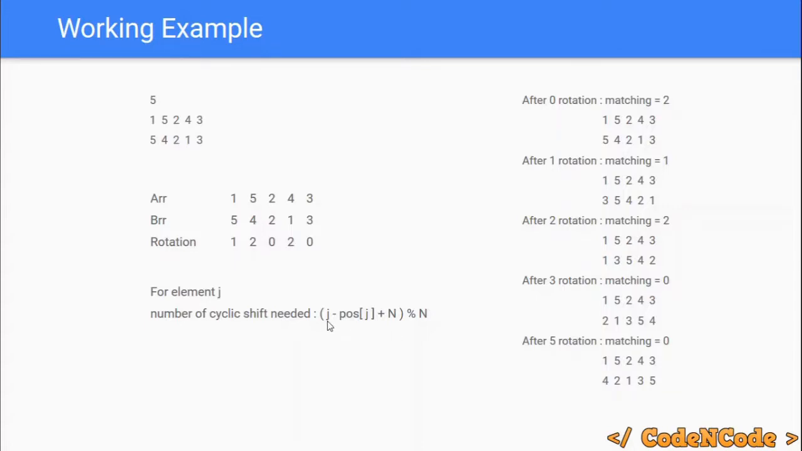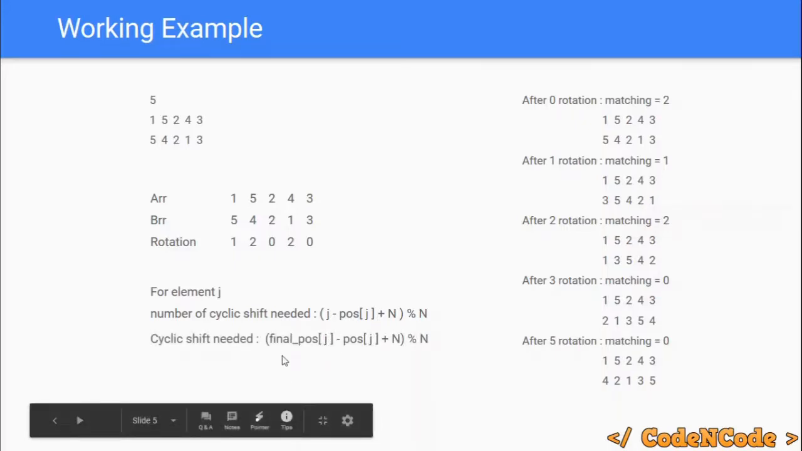Element 5 is supposed to be on position 5, but it is on position 2. So this j represents the final position, this represents the current position. So for 5 the current position is 2, while its final position was 5. That is why we had j minus position of j, because we were talking there about the identity permutation, but here we do not have the identity permutation. So the formula is a little bit changed.